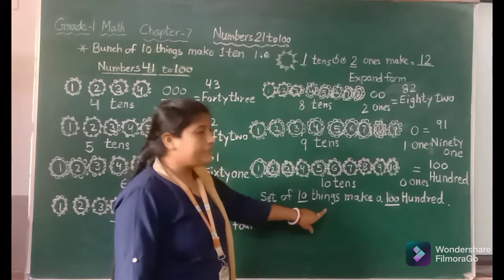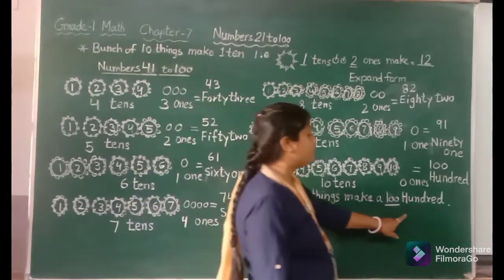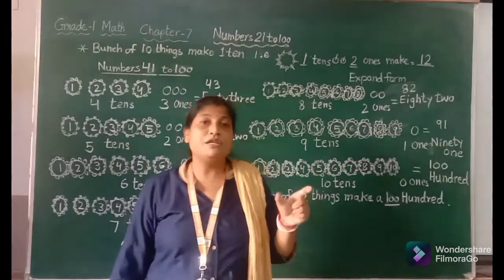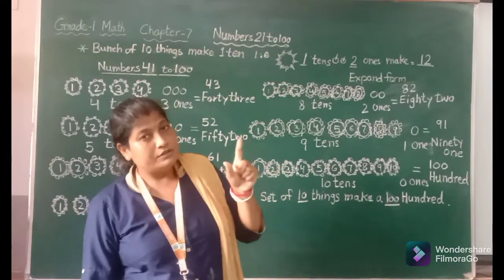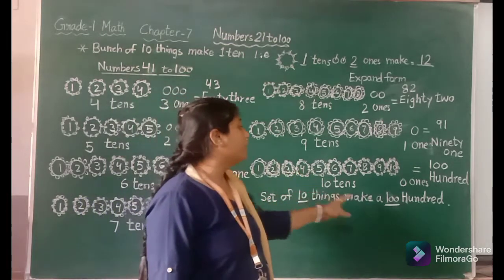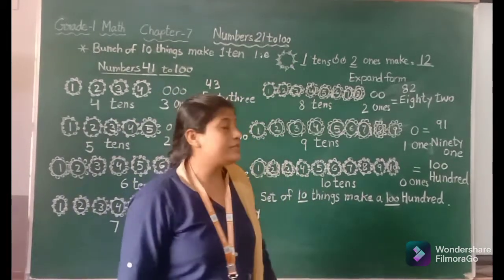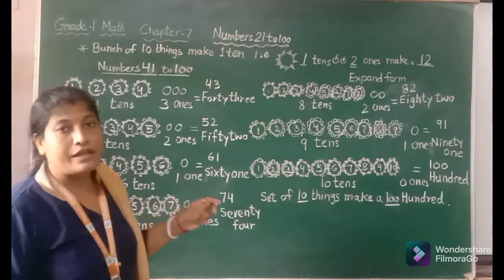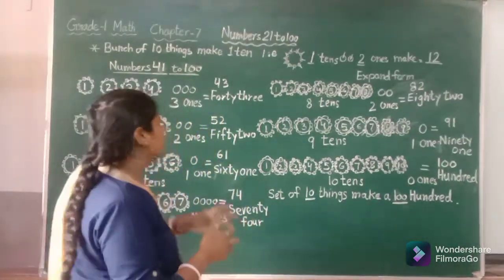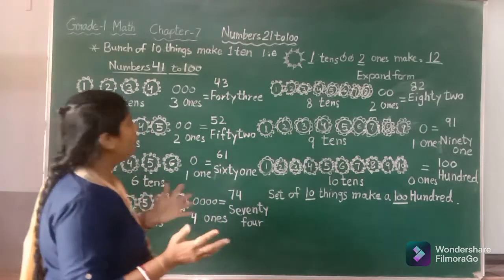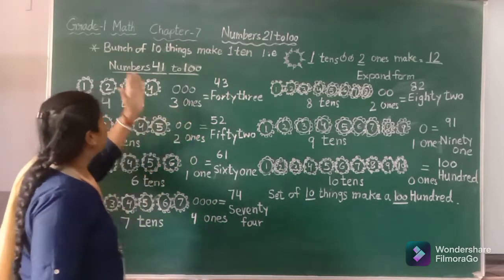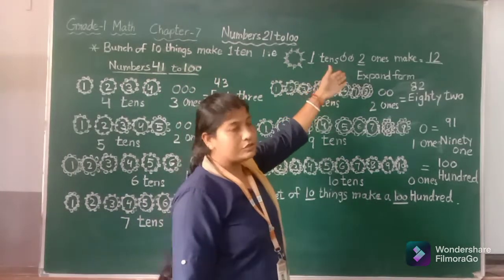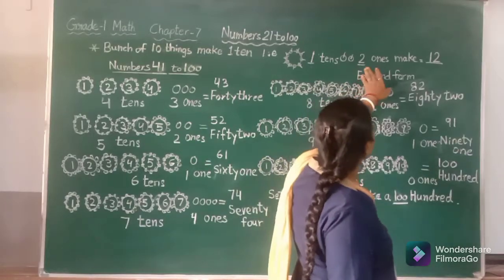Okay kids? 10 tens and 0 ones makes a 100. A set of 10 things is 10 bunches of 10 things. It makes a 100. So kids, this is the exercise of 41 to 100 tens and ones. So kids, we have to know about tens and ones. A bunch of 10 things makes 1 ten and single ones are called ones.